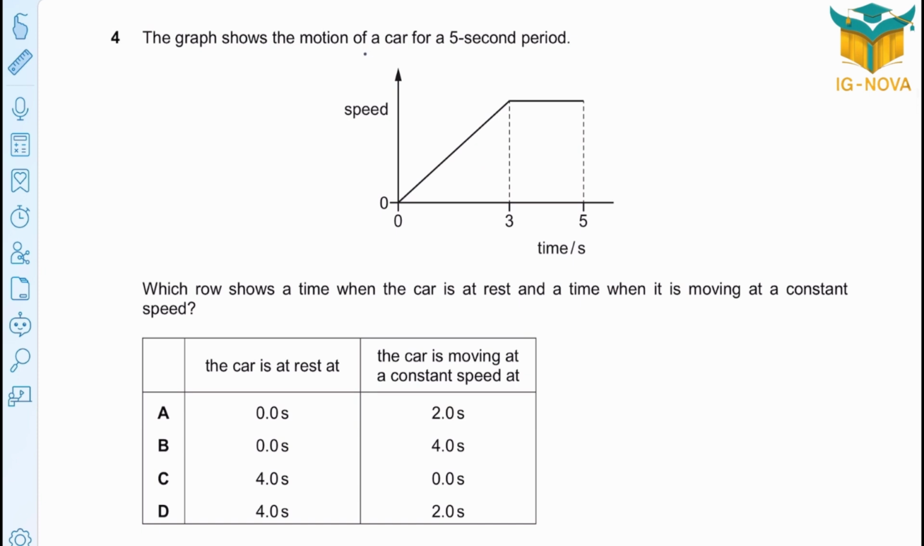Question 4. The graph shows the motion of a car for a 5 second period, 0 to 3 to 5. Which row shows the time when the car is at rest and the time when it's moving at a constant speed? At rest, according to the speed time graph, this is the origin point. At time 0, speed 0, the object doesn't move, rest position. So the car is at rest at 0 seconds. Maybe A or B, not C, not D. And the car is moving at a constant speed. Constant speed means speed doesn't change, which is between 3 to 5. Speed not increased or decreased. So at 2, no, it's less than 3, so it's 4. The right option is B.